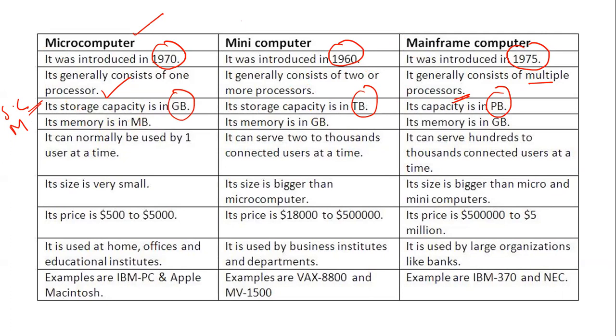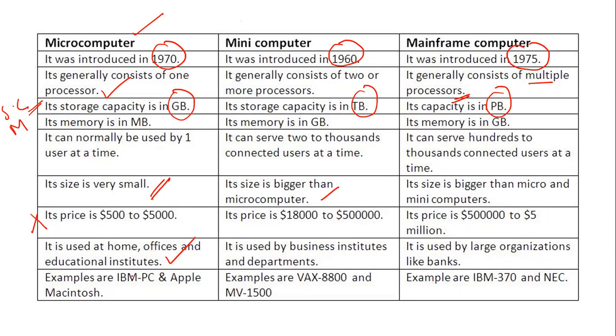Coming to mini computers, 2 to 2000 connected users at a time. And mainframe computers, several hundreds to thousands at a time. Micros are very small in size. Mini computers are bigger than micro, and mainframe computers are bigger than micro and mini. So size wise, mainframe is highest. Price point, you will not definitely get this, so we'll ignore it. Let's see the usage. Microcomputers are used in home offices and educational institutions, mini computers by business institutes and departments, and mainframe computers by large organizations such as the banking industry.